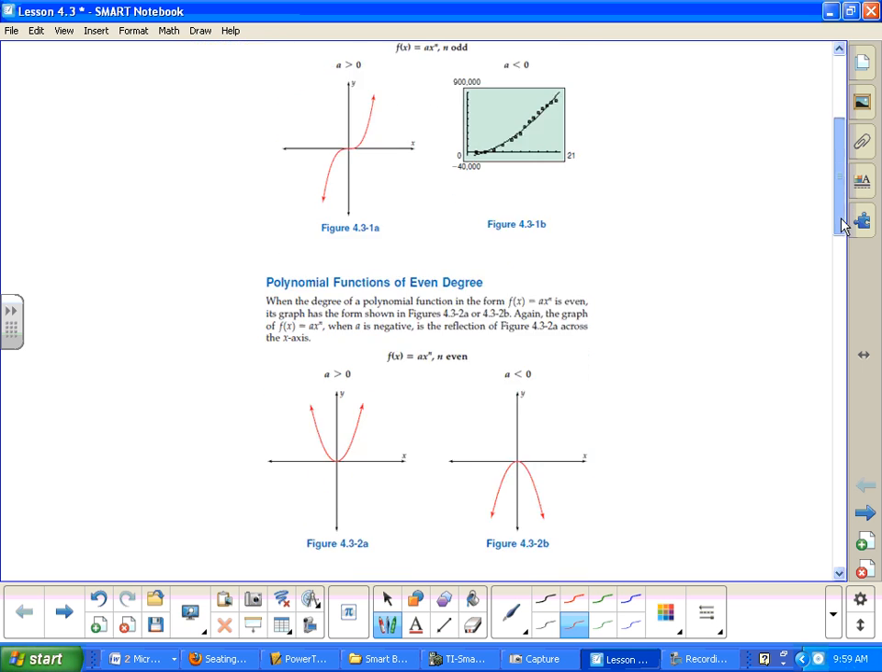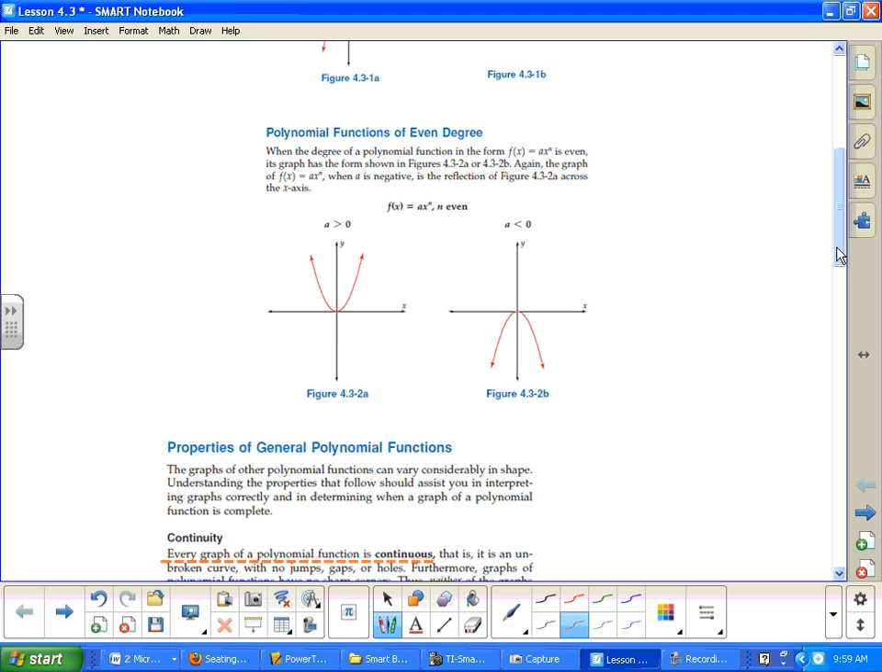If they have even degree, then they're going to look like these: the graph is going to open up so it smiles, or it opens down so it has a frown. Okay? That's when we're talking about just ax to the power that's even.